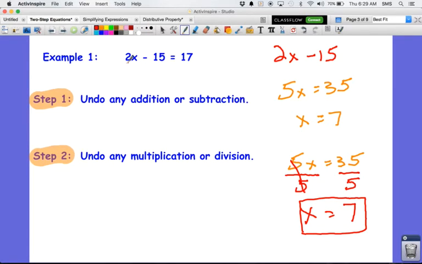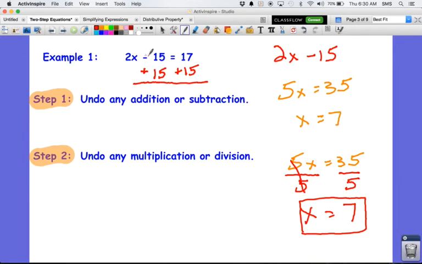So if I have 2x minus 15 equals 17, step 1 says undo the addition or subtraction. What I want to do is figure out, can I get rid of this negative 15, this minus 15? The opposite of subtraction is addition. So I want to undo this minus 15 by doing the opposite, which is plus 15. Now, if I add 15 to the left side of the equal sign, I have to add 15 to the right side of the equal sign. On equations, whatever we do to one side, we have to do to the other side.